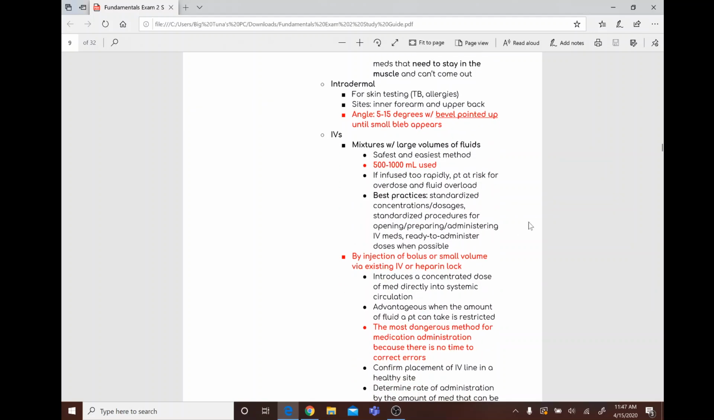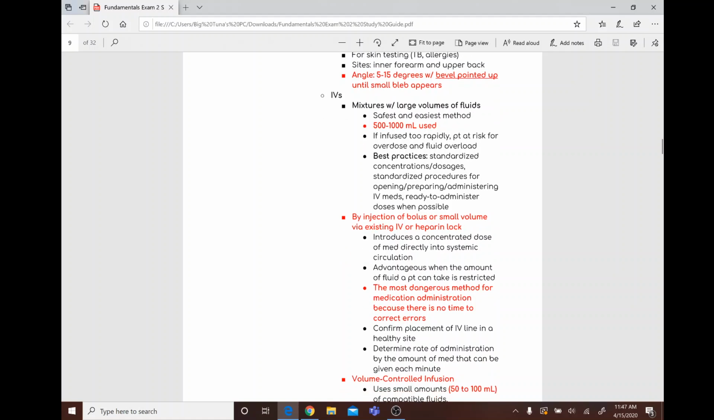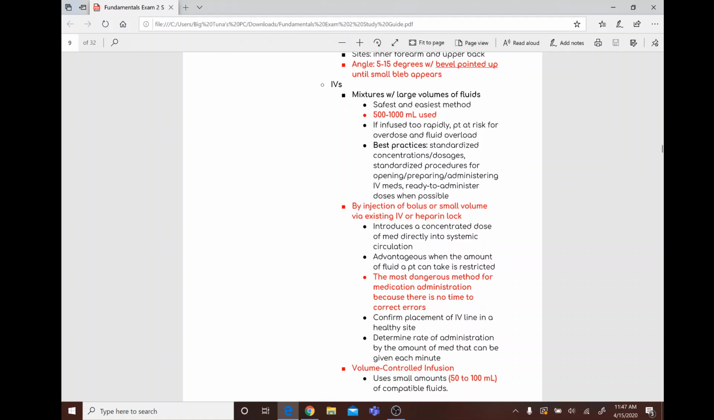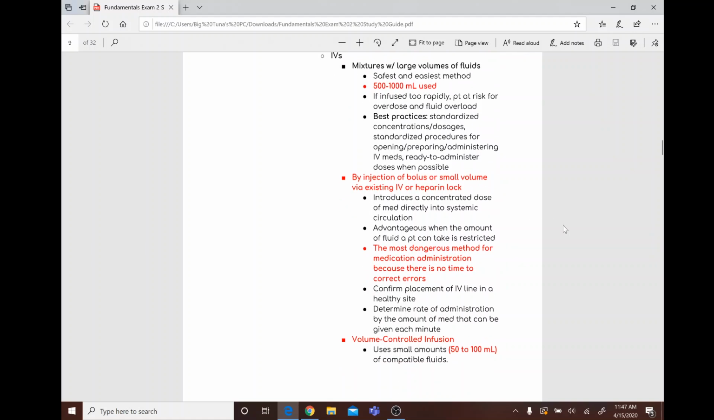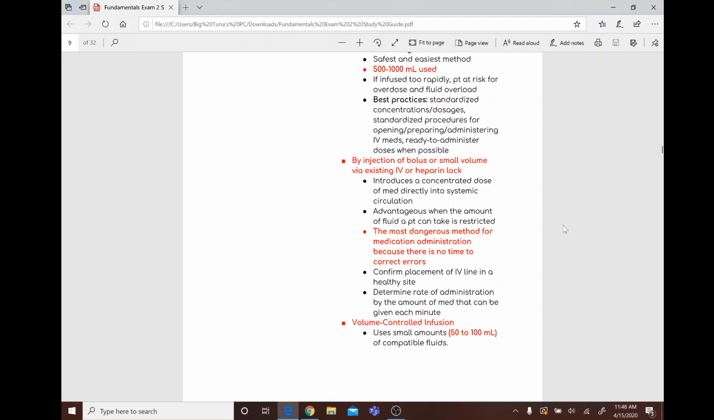So IVs, mixtures with large volumes of fluid, are the safest and easiest method, 5 to 1,000 milliliters used. If infused too rapidly, the patient is at risk for overdose and fluid overload. So IV push is injecting a bolus or small volume via IV and/or heparin lock. It introduces a concentrated dose of medication directly into systemic circulation.